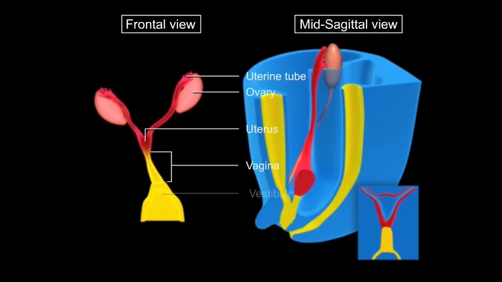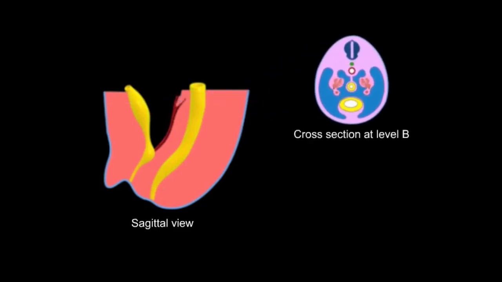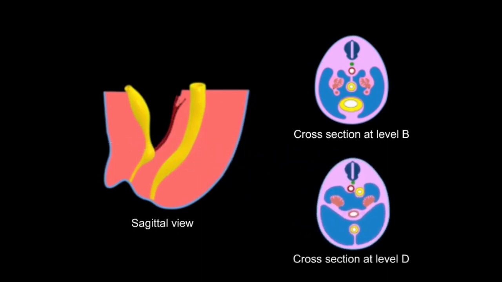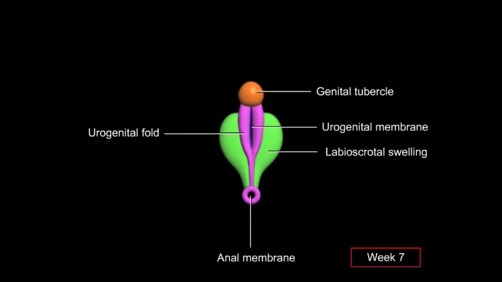In the early stages of development, the form of the external genitalia of males and females appears similar or indifferent. We see the genital tubercle, the large labioscrotal swellings, and the smaller urogenital folds. The cloacal membrane has not yet ruptured at this stage. By week 7, these structures continue to grow and the anal membrane is now differentiated from the cloacal membrane.